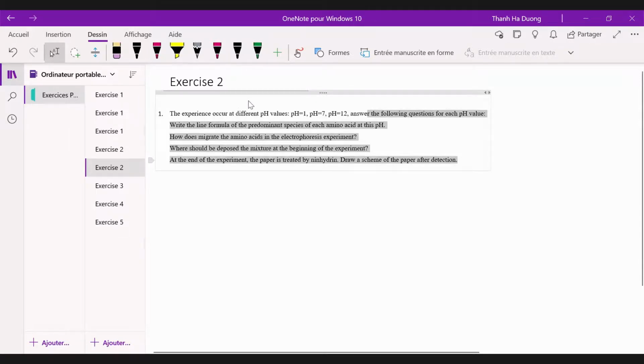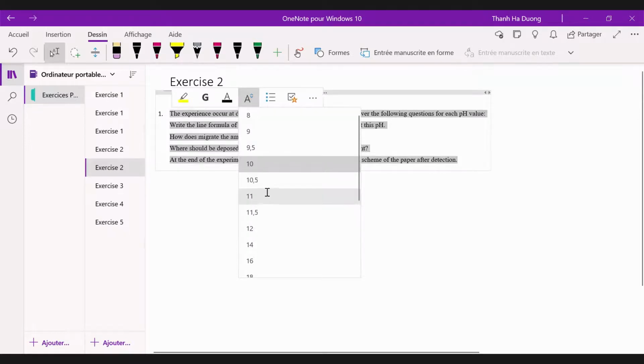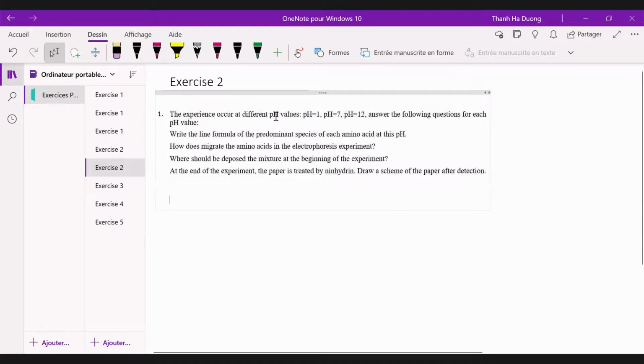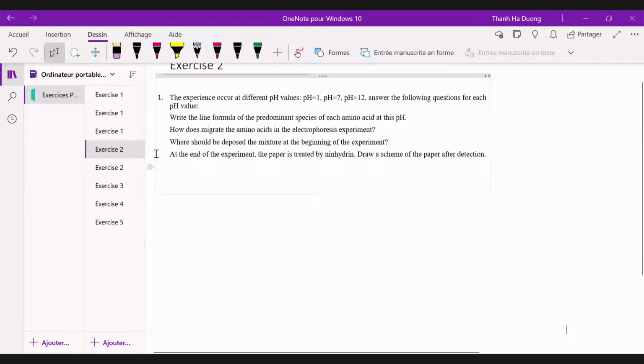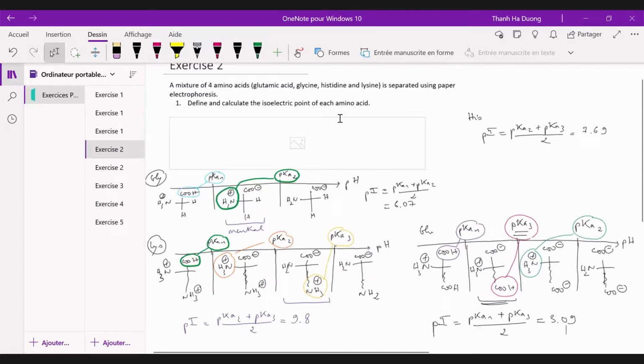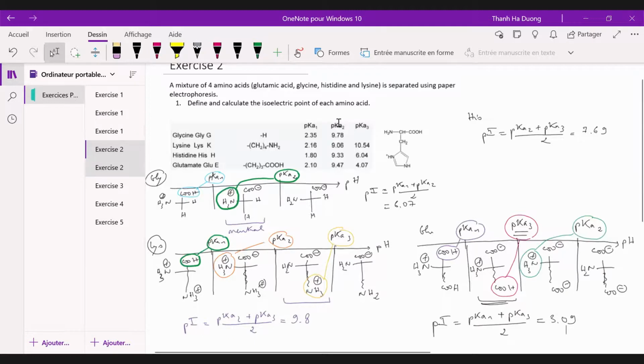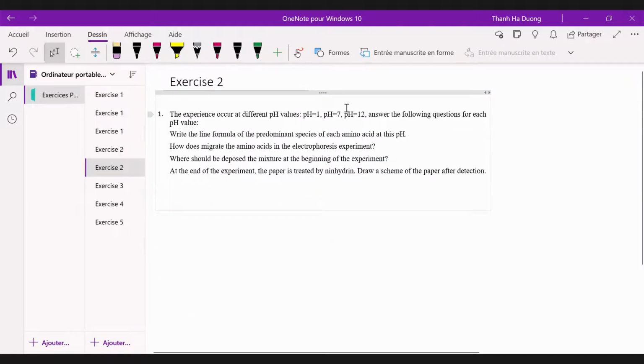Okay, so we did the experiment at 3 pH, 1, 7, and 12. Write the line formula of the predominant species of each amino acid at this pH. How does each amino acid migrate, and where should the mixture be deposited at the beginning? Okay, so let's see what I wrote. I will do that at pH 7, and as homework you will do that at pH 1 and 12. Okay, I will explain at pH 7.